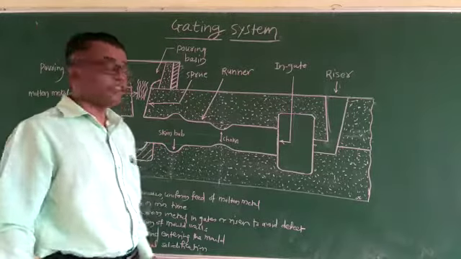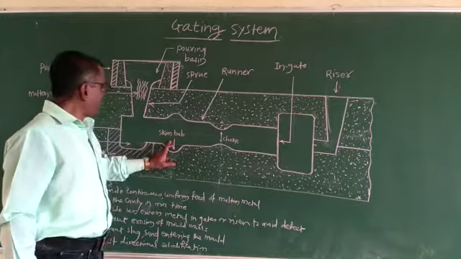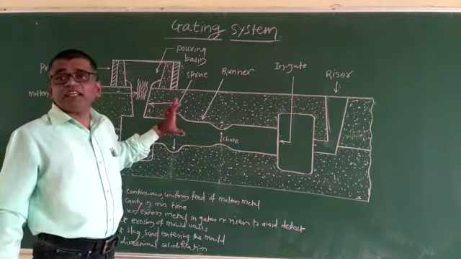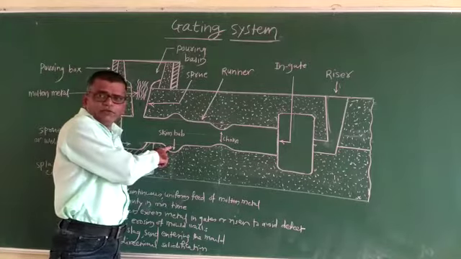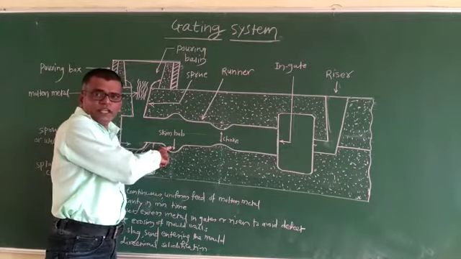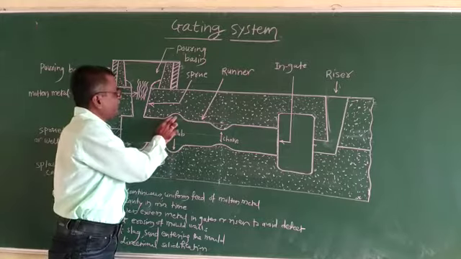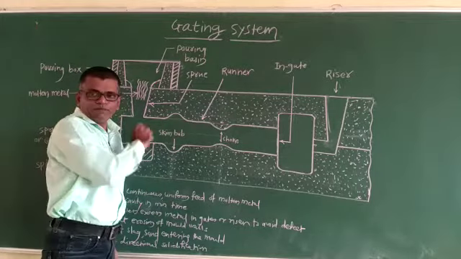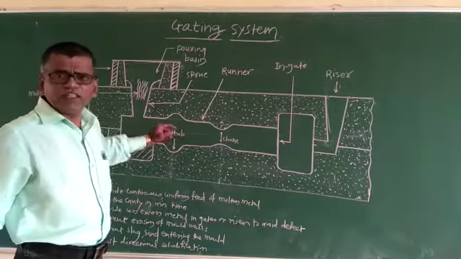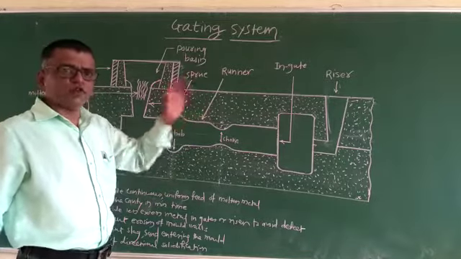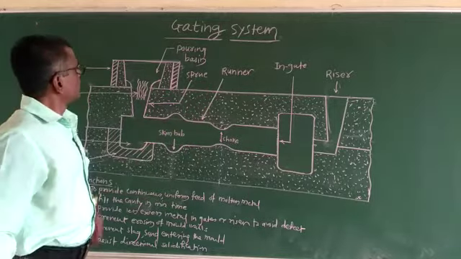That is an enlargement that is made in a runner to trap heavier and lighter impurities. In this area it will trap the heavier impurities and the lighter impurities will be trapped in this area. So that is the function of the skin ball. It is an enlargement that is made in a runner to trap heavier and lighter impurities.